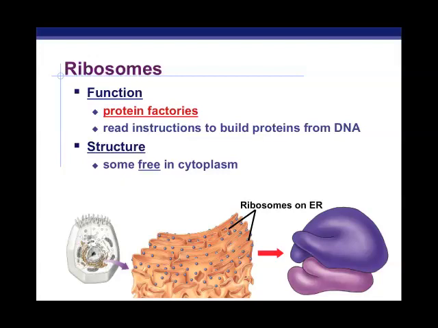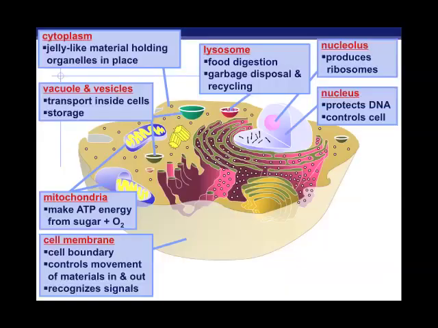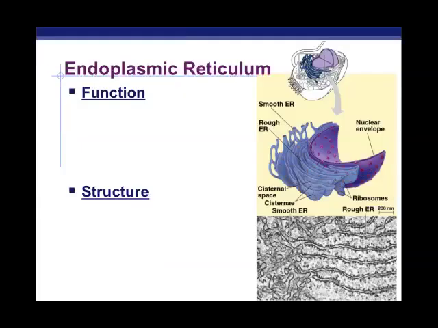Now there's two types of ribosomes. Some float in the cytoplasm, and others are attached to the endoplasmic reticulum. And that is what you're seeing in the picture below, that you've got the endoplasmic reticulum with all the little blue dots on it. That's rough ER. And there it is. It was just highlighted for you.